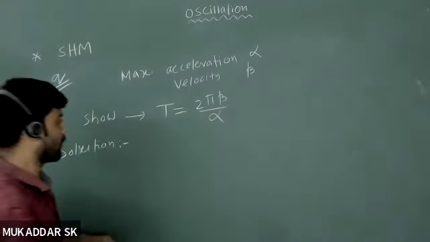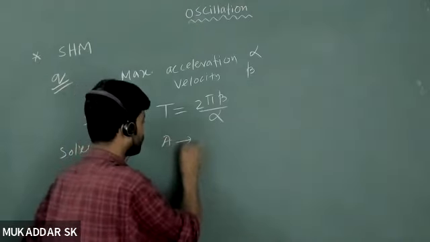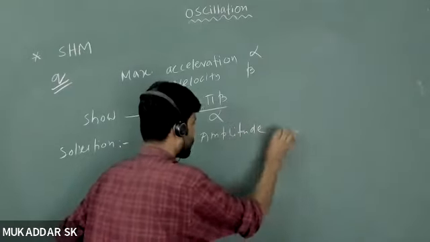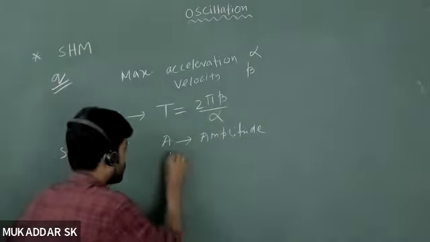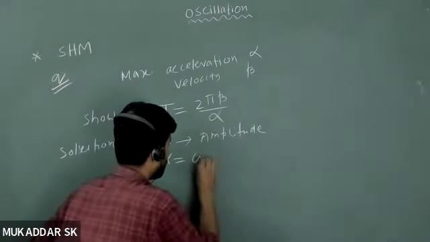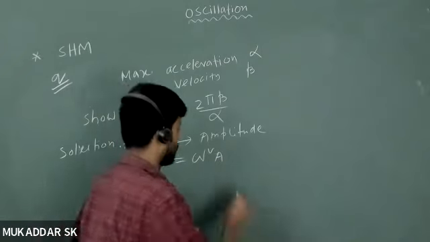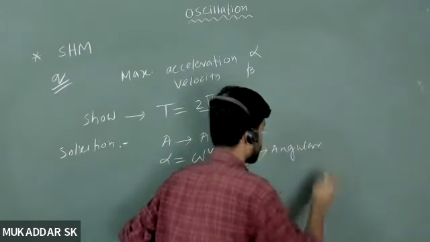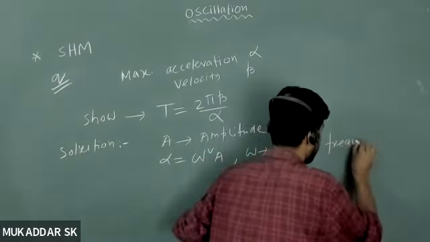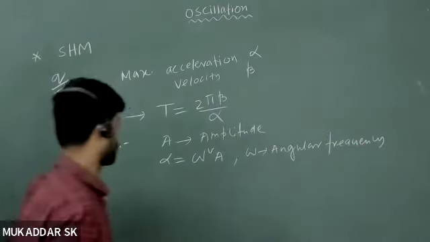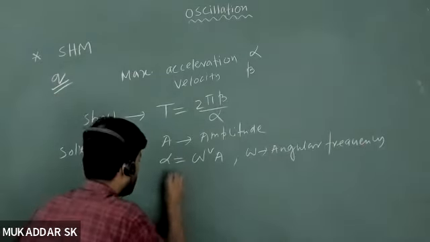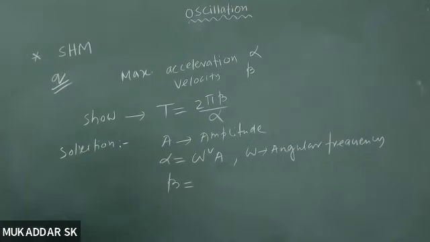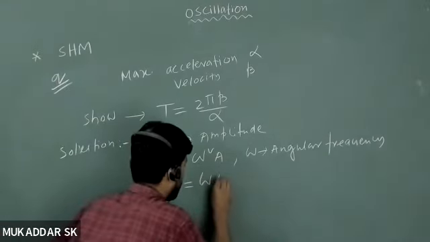So you know maximum acceleration. Let us assume A is the amplitude. So maximum acceleration will be omega square A, right? Where omega is the angular frequency. And maximum velocity will be how much? Anyone? A omega. Exactly. So it will be omega A.